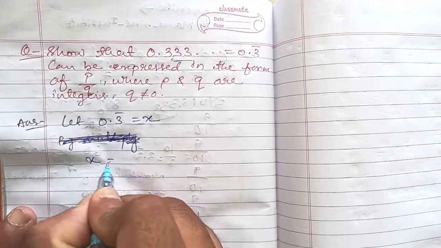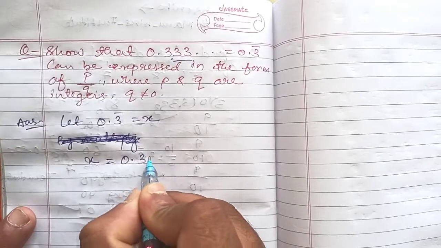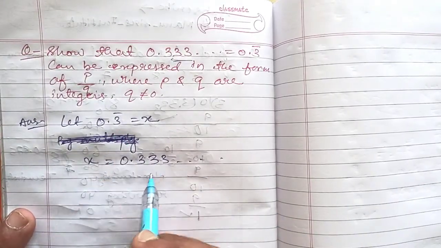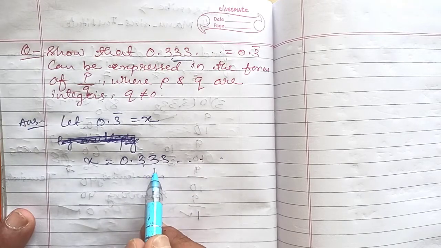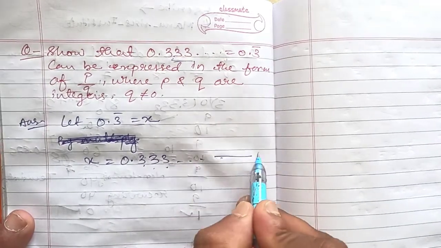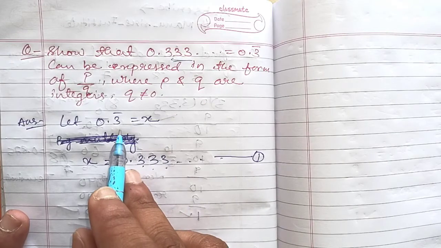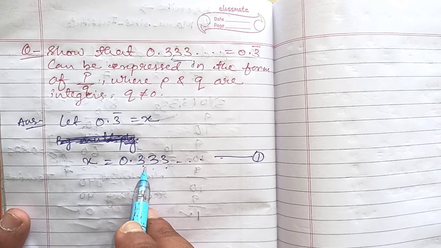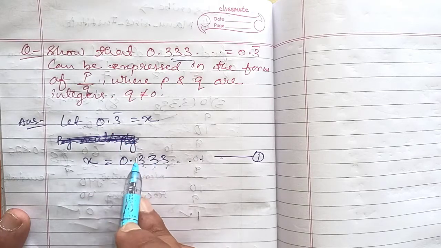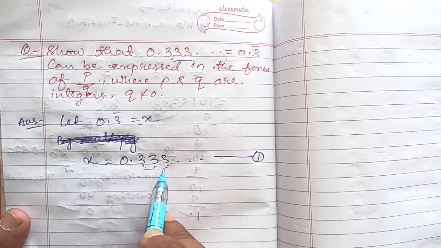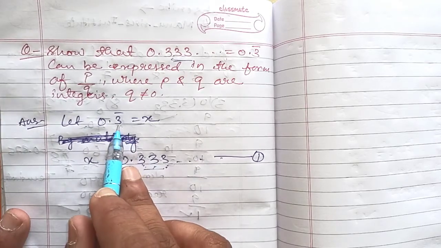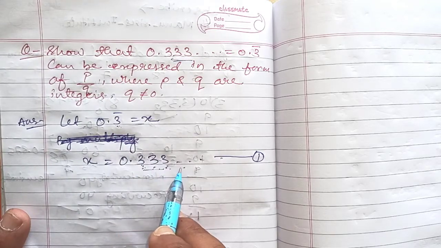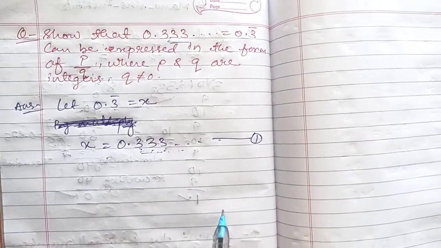I will write x equals 0.333 dotted. Whichever number is given under the bar, you write that number 2 more times. This will become your equation 1. Understood? Here 3 is given under the bar, so I wrote it 3 times. Suppose 12 is given under the bar, then 12, 12 and 12, 3 times we will write. This is our equation 1.